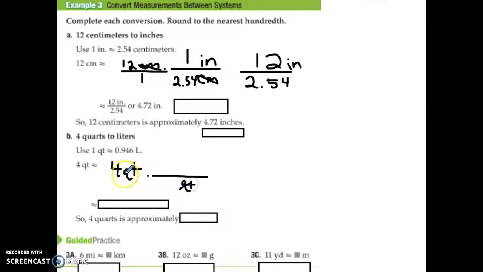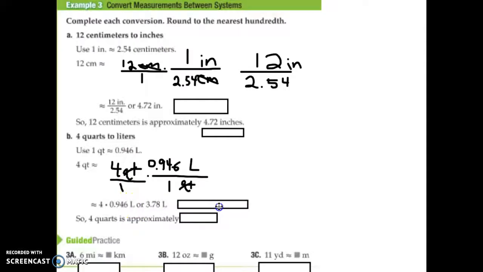Okay, so I cancel out. And what do I want to end up with? Well, I want to know liters, so liters goes on top. 1 quart equals 0.946 liters. And this one's pretty nice because there's only 1s on the bottom. So I just have to take 4 times this decimal and I'll get my answer of 3.78 liters right there.